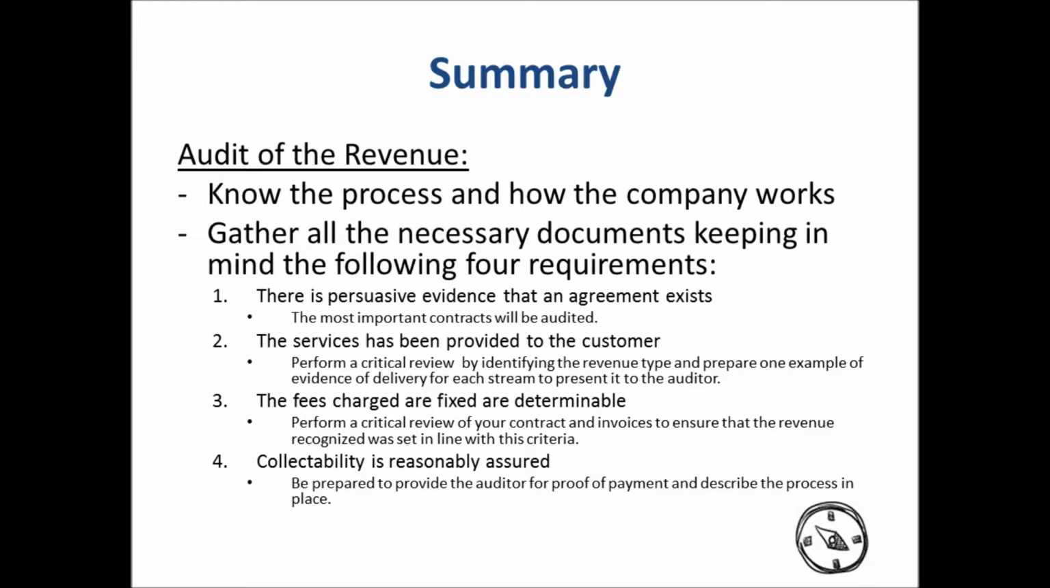For the contract piece, know that the most important contracts will be reviewed. For the service provided, perform a critical review of the revenue to identify the different revenue types and prepare one example of service delivery for each type. You'll later present those to the auditor. For the fixed fee, again, perform a critical review of important contracts. Identify where the rate is indicated and if the rate is updated. For the collectability, you will have to explain the process performed to ensure payments from new clients. Make sure you know it and gather payments from your main customers as those will be requested.